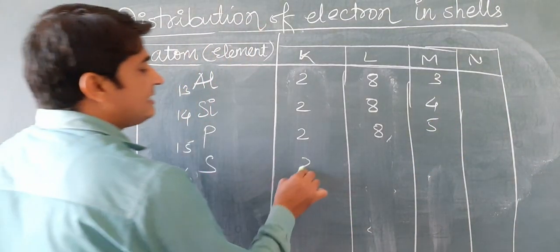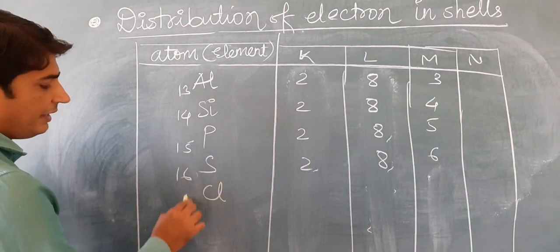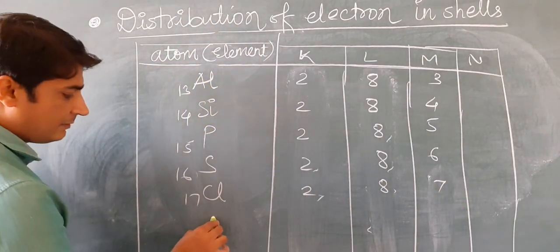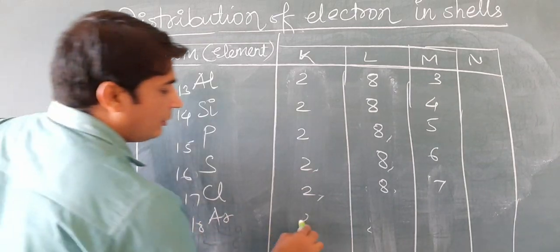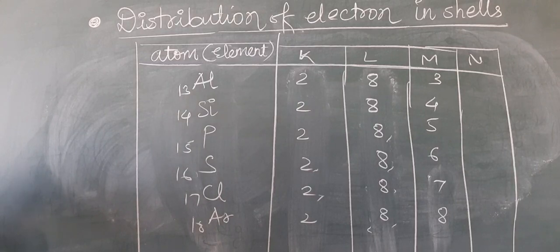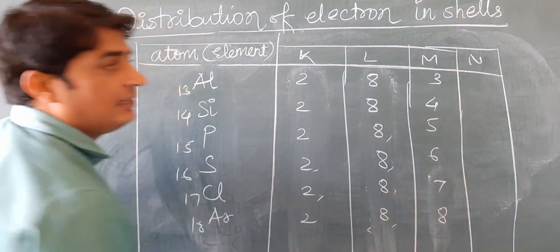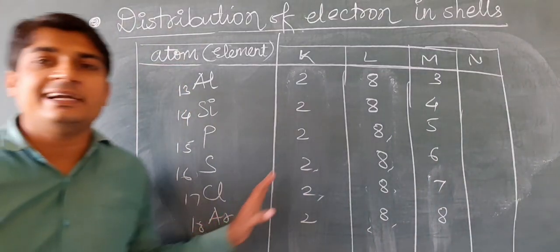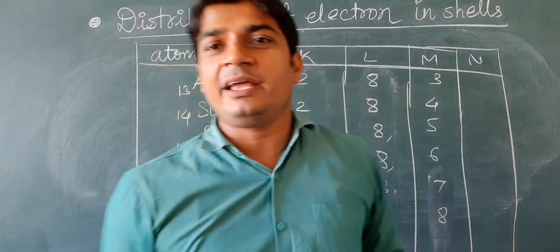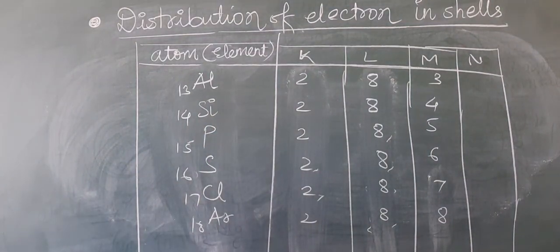Sulfur, atomic number 16, 2, 8, 6. Chlorine, 2, 8, 7. Argon, 2, 8, 8. After this, we can say potassium 2, 8, 1 like this. So the electrons can be distributed like this. In this way, we can write down the electronic configuration up to atomic number 18.